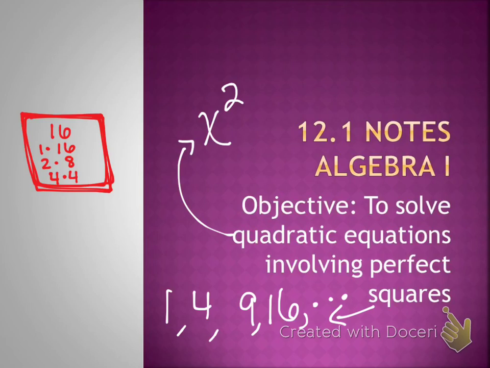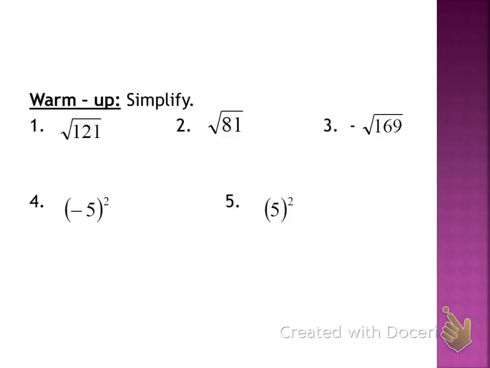Okay, let's jump into those warm-ups. So our warm-ups are to simplify. 1, 2, and 3 all involve perfect square numbers, even though 2 of them are not going to be on your factor sheet because they're too big. So when we are taking the square root of 121, one way we could simplify it would be to make a factor tree.